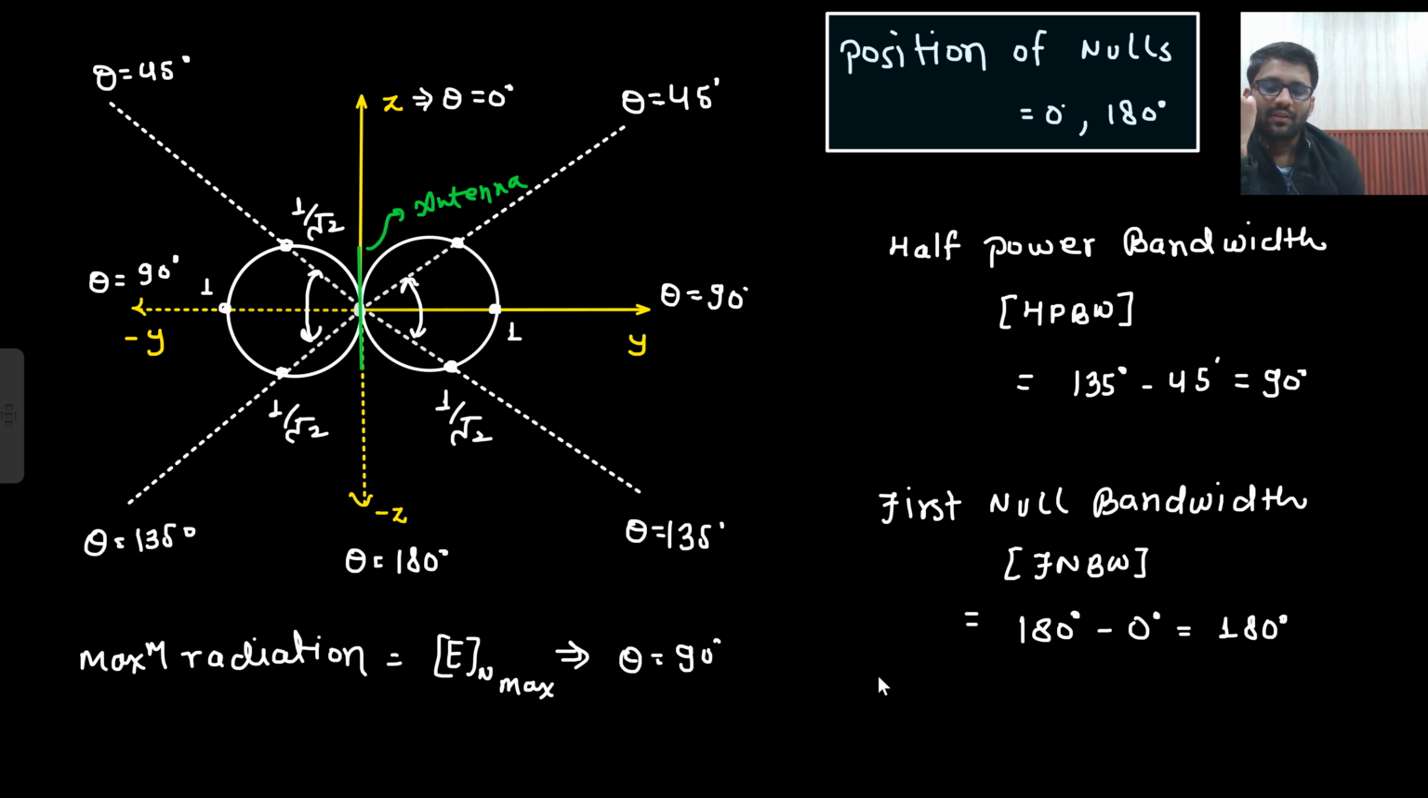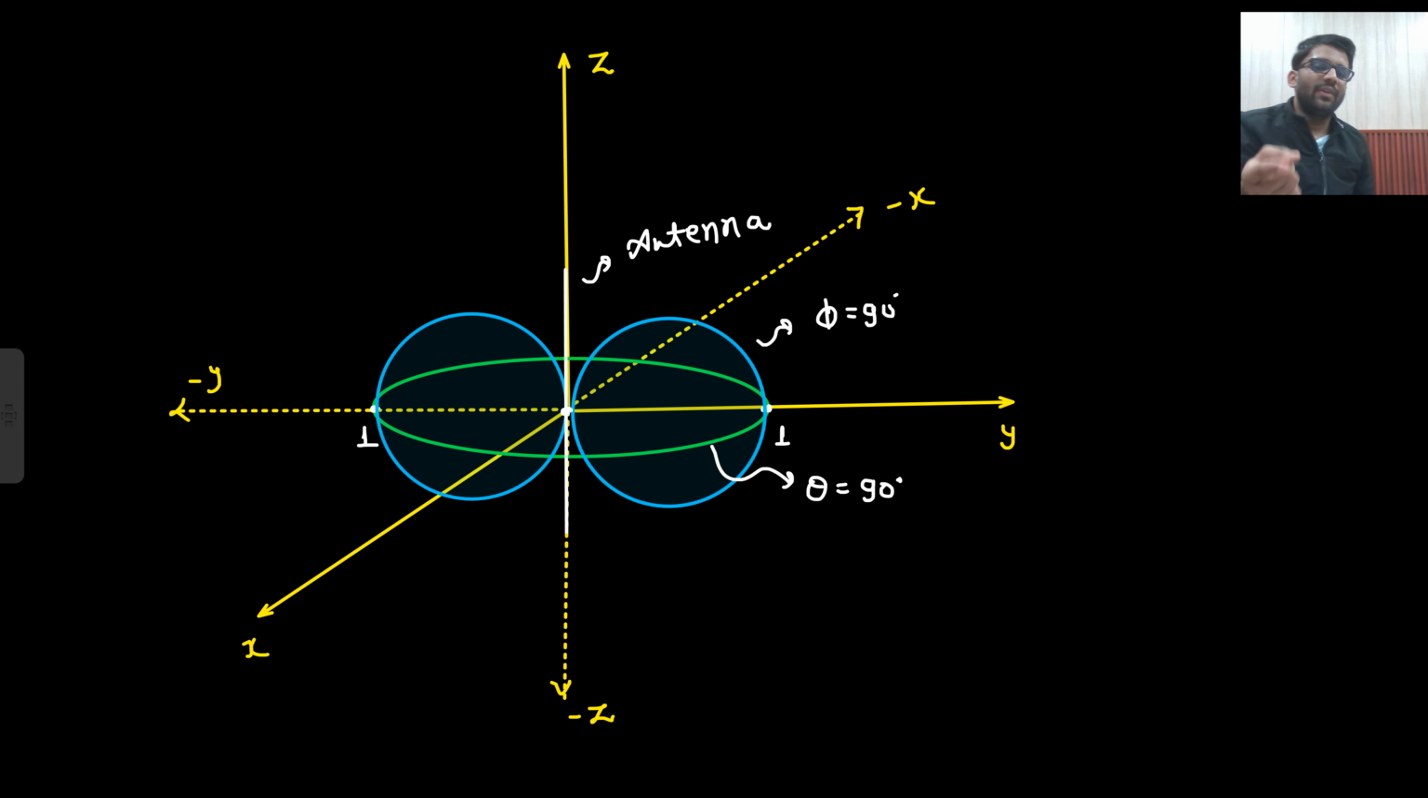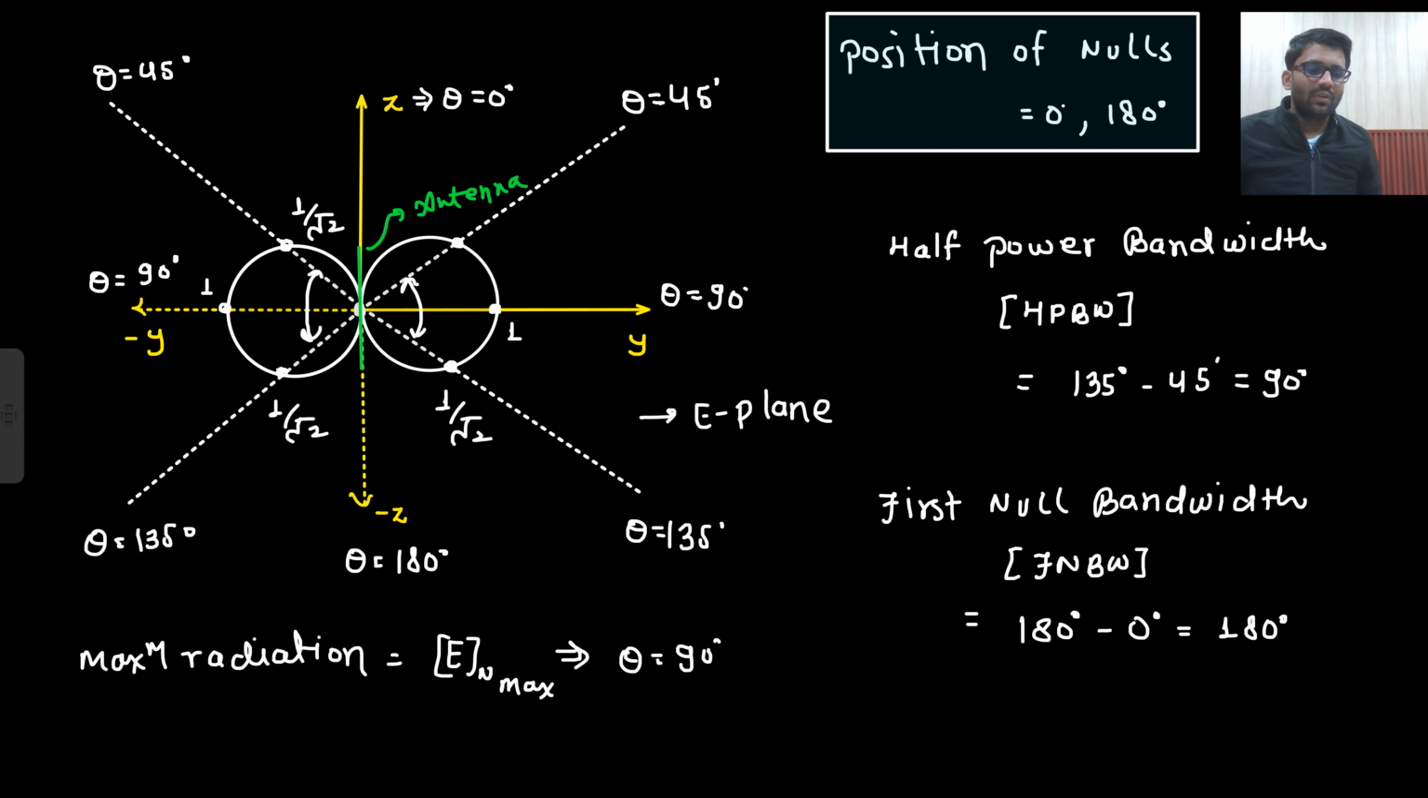Now what else can I tell here? This is radiation. I have told you maximum radiation, first null bandwidth, half power bandwidth. Yeah, one more thing: all these things are defined with respect to the E plane. This is your E plane, no? Because in the H plane you are simply getting a circle. So all these are defined with respect to the E plane. So usually we will focus on the E plane only, from now onwards, for any antenna we study.